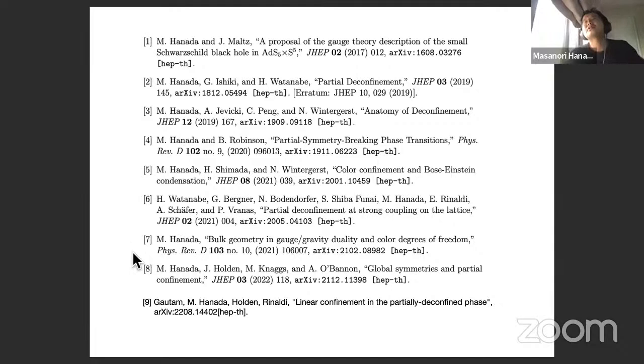And actually, I explained the notion of partial deconfinement last year in this conference. But I suppose many of you were not there. And even if you were there, after 1 year, I'm sure you forgot. So let me spend maybe half or a bit more of the time explaining what I explained already last year, and then I will add the new result.